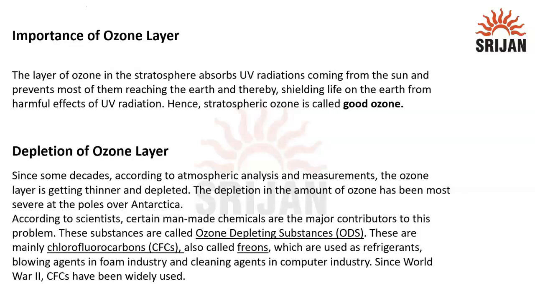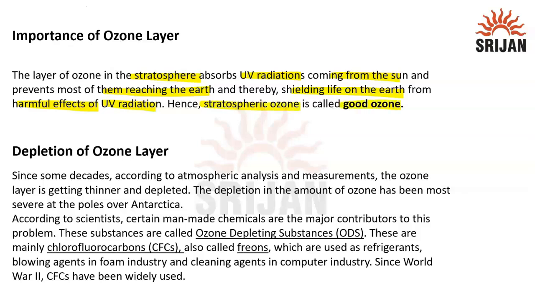Now the impact of ozone layer. The layer of ozone in the stratosphere absorbs UV radiations coming from the sun and prevents most of them from reaching the earth, and thereby shields life on the earth from the harmful effects of UV radiation. Hence, stratospheric ozone is called good ozone.